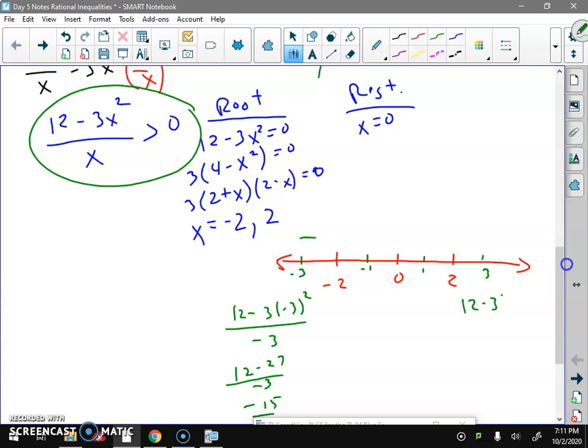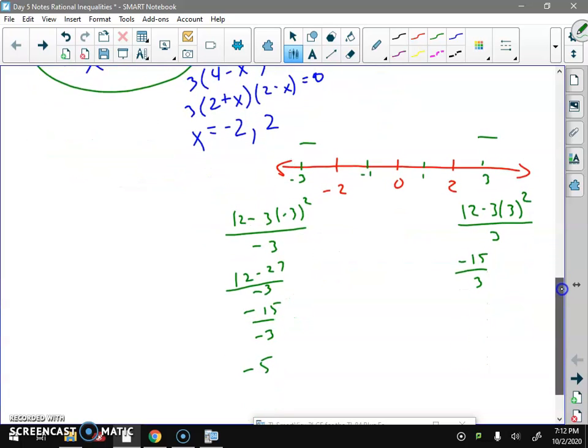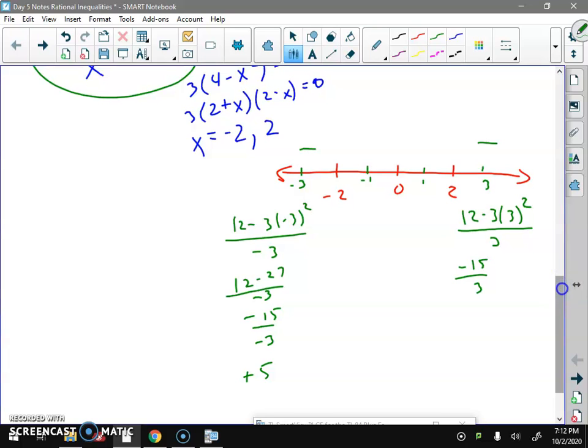12 minus 3 times 3 squared all over 3. 3 times 3 is 9. 9 times 3 is 27. 12 minus 27 is -15. But it's divided by a positive 3 this time. It makes it negative. Oh, I'm sorry. What did I do over here? Negative divided by negative is positive. My bad. I misspoke. That's a plus, that's a minus. I'm terribly sorry. That makes sense because this next region, when they alternate, is negative.